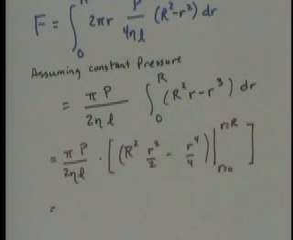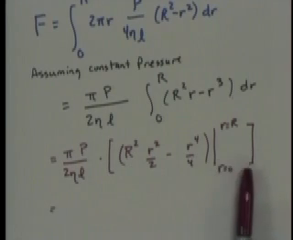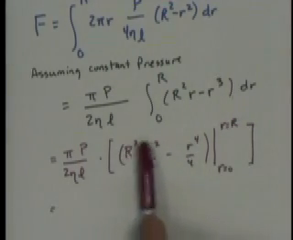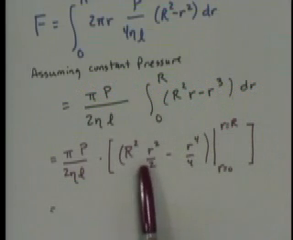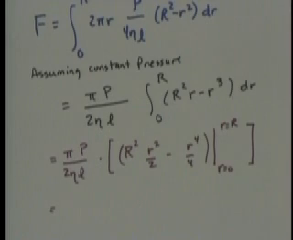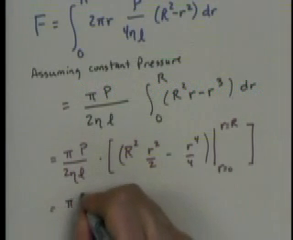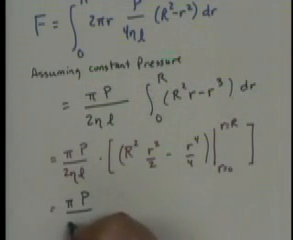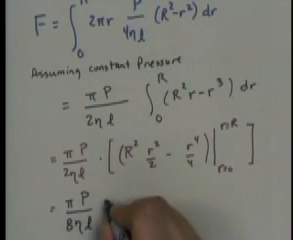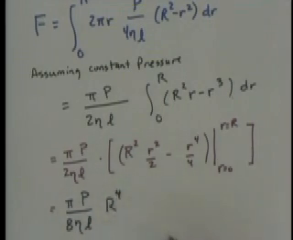This one has a capital R squared times it. When I plug in 0, I'm just going to get zeros. When I plug in capital R, this first part is going to give me R to the 4th over 2. The second part is going to give me R to the 4th over 4. So I'm going to end up with R to the 4th over 4. So this is going to be pi P over 8 eta L times R to the 4th.